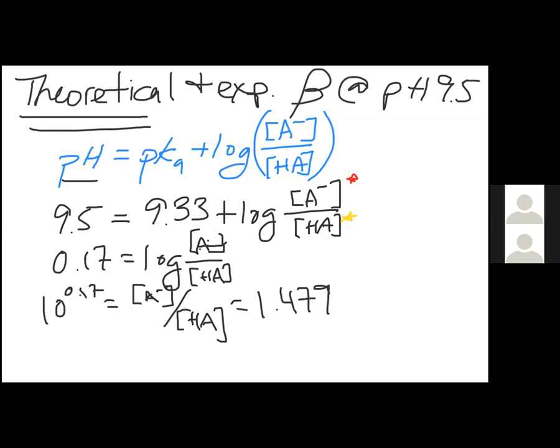The ratio is 1.479, but we need an extra piece of information to finish solving this problem. This has to do with the concentration of the buffer that you made. The sum of the conjugate base and the protonated acid species should equal the concentration of the buffer you prepared, because mass isn't created or destroyed during this experiment. Many of you are going to think, oh, well, I know how much buffer I made.